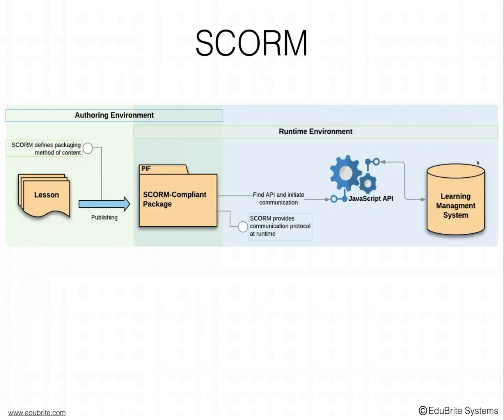And this illustration shows at a high level how SCORM is involved in both the packaging of content and the runtime communication. We're going to talk about each of these in detail, but first let's look at this process as a whole. Once a content developer has configured the course and test and enabled it for reporting, the course is then published as a PIF, or package interchange file. The instructions in the package find the API, or application programming interface, and initiate communication with the API, which then interfaces with the learning management system. We'll dive more into each of these.